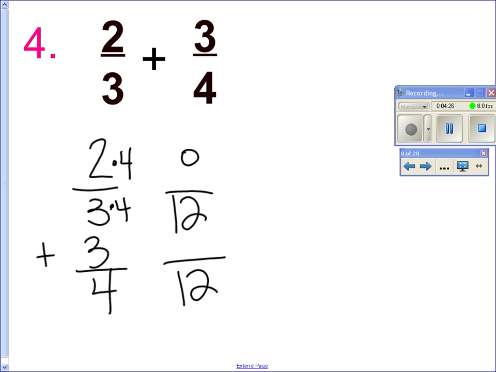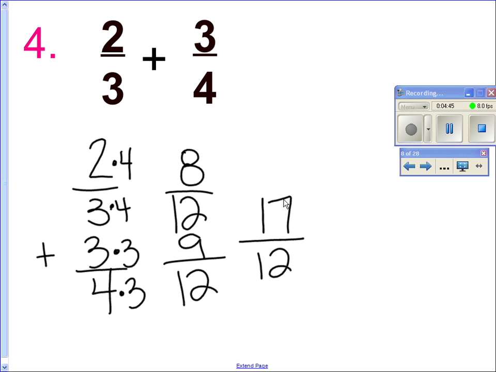4 times 2 is 8. What did you do with the 4 to get to 12? You multiplied by 3. Whatever you do to the bottom, you have to do to the top. 3 times 3 is 9. So now we have the same denominators and we can add our numerators. 8 plus 9 is 17, and keep the denominator of 12. But what is this? This is an improper fraction now.